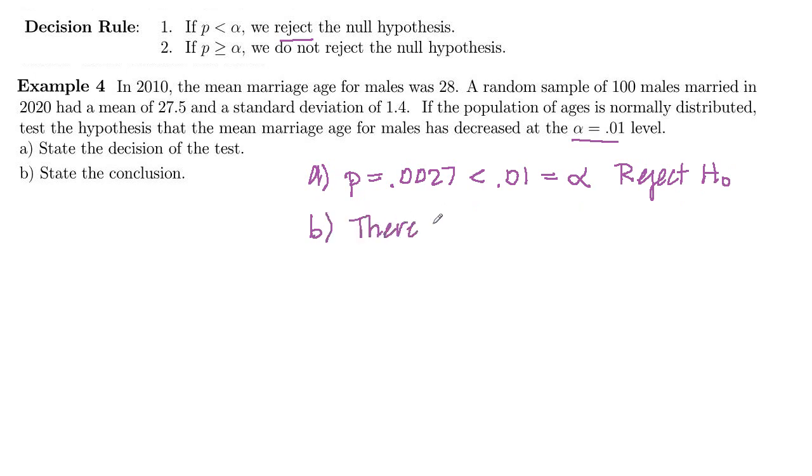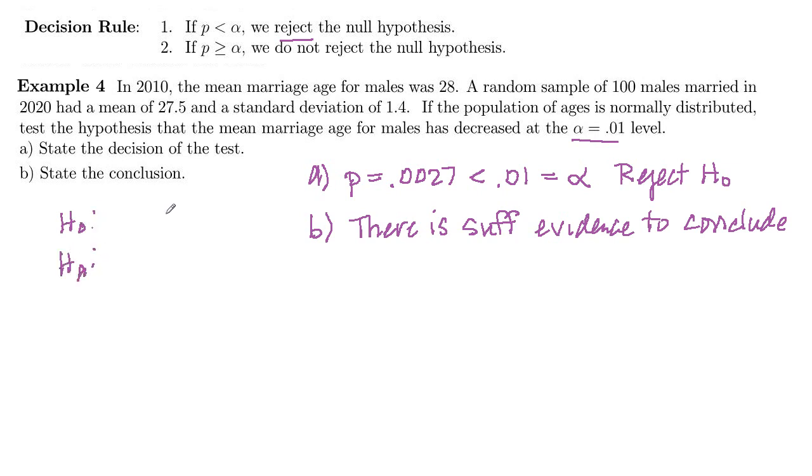It means that there is sufficient evidence this time to conclude that the alternative hypothesis is true. And remember here, H0, HA. HA was what we were trying to show, that the mean has decreased, and that would be below 28, so mean less than 28. H0 was mean greater than or equal to 28. So there is sufficient evidence to conclude that the mean is less than 28.